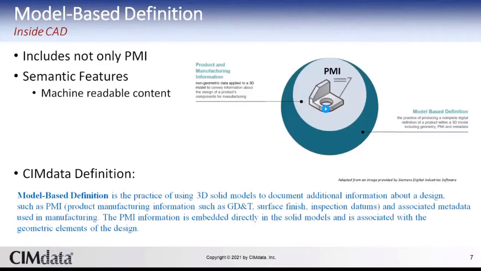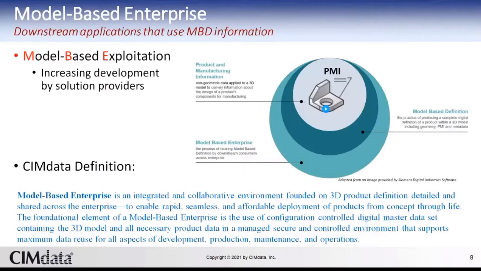As we move on to model-based definition itself, CIMdata defines model-based definition as the practice of using 3D solid models to document additional information about a design, such as PMI, the product and manufacturing information, including GD&T, surface finish and inspection datums, and associated metadata used in manufacturing. The PMI information is embedded directly in the solid models and is associated with the geometric elements of the design. It's important to remember that MBD includes PMI, but also semantic features. That is, machine-readable information about the product model's features that will help guide the part manufacturing process.